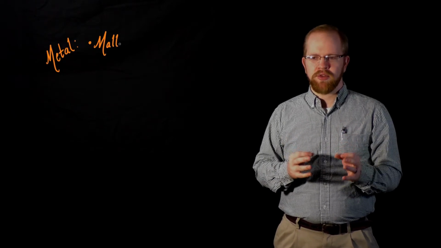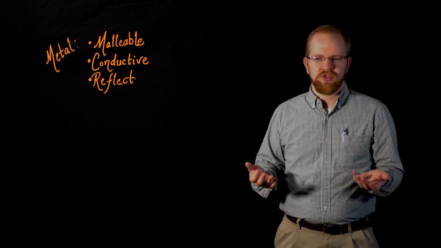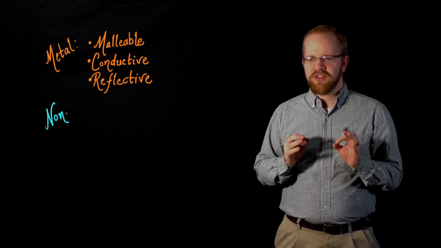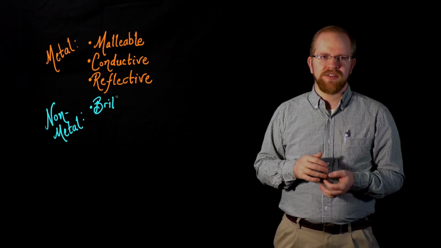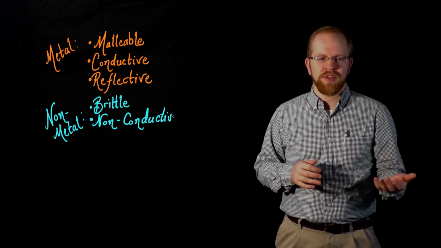Metals are typically conductive, malleable, so if you hit them with a hammer, they're just going to reshape, they're not going to break, and reflective. They will reflect light when it's shined on them. Nonmetals aren't. They're non-reflective, they're non-conductive, they're brittle. You hit them with a hammer, they're going to break.